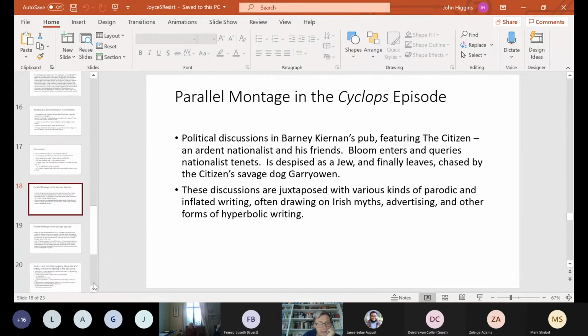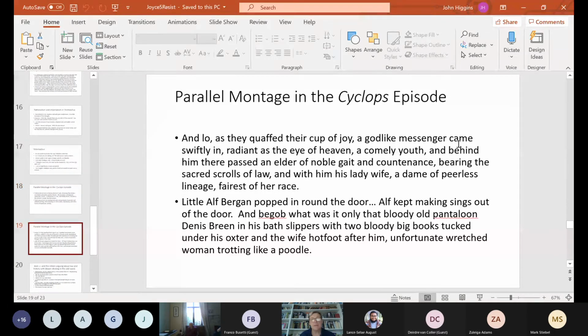Is what the technique is doing there. So let me just give you an example of some of that parodic writing which frames the conversations.